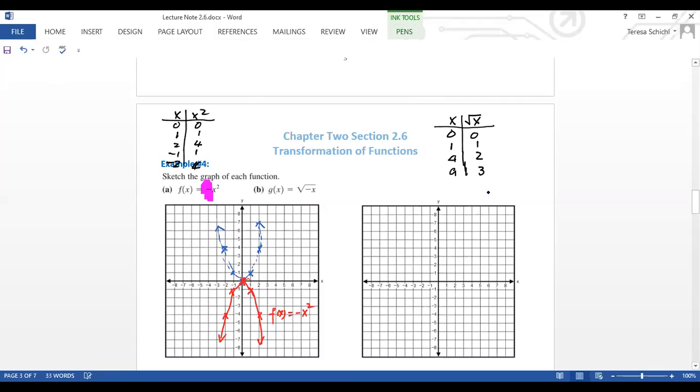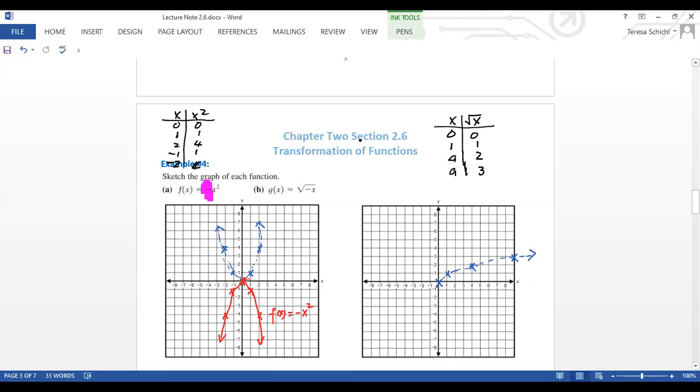Let's do my parent function first. I think right now you should be pretty good, you already know how to do all this. So 0, 0, 1, 1, 4, 2, and 9, 3 is here. This is my parent function, so I do dots, dots, dots. Okay, now I do the flip.